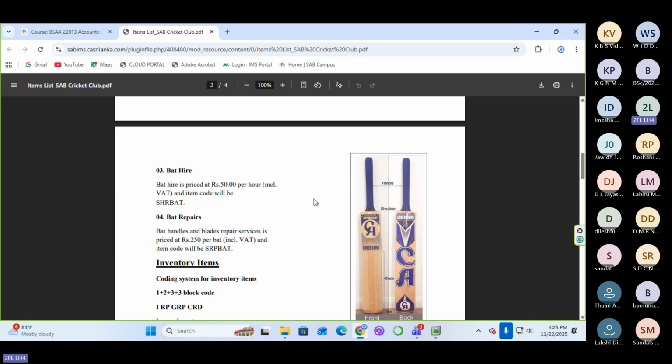Now look at the third transaction or third item category. That is bat hire. The bat hire is priced at 50 rupees per hour, inclusive of VAT. And the item code will be what is given, right? So this is the same kind of thing that was given in the table, but the way it is given is different. It's given as a statement, right?